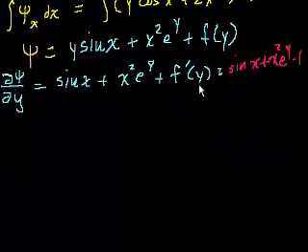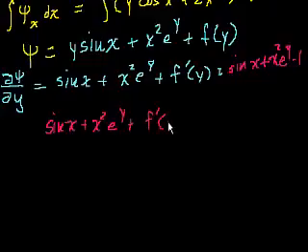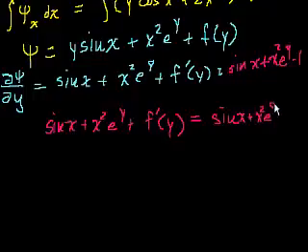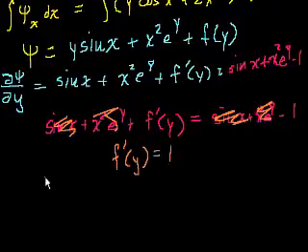And now we can solve for f prime of y. So we get sine of x plus x squared e to the y plus f prime of y is equal to sine of x plus x squared e to the y minus 1. We can delete sine of x from both sides, and we can delete x squared e to the y from both sides. And then what are we left with? We're left with f prime of y is equal to 1.